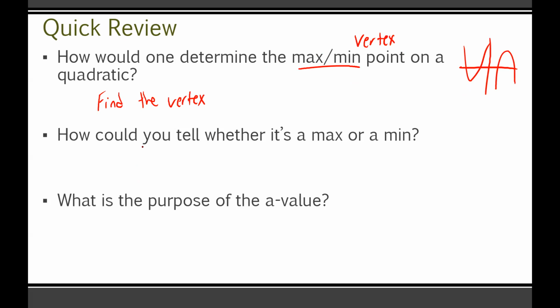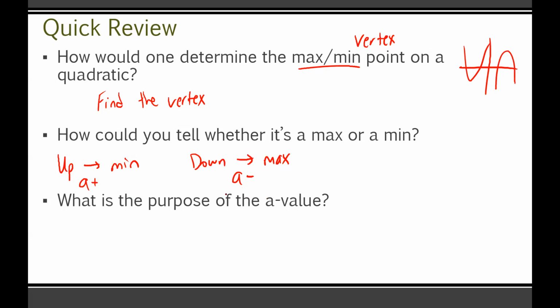Next one, how can you tell whether it's a max or a min? You guys were really good at this, actually, so I'm not going to spend a lot of time on it. But remember, if it's an upwards facing quadratic, like this one on the left that I drew up here, then it's going to be a min. Now, if it's a downwards facing quadratic, then it's going to be a max. So I guess we'll just say up becomes a min, and down becomes a max. And remember, to determine whether it's an upwards quadratic or a downwards quadratic, that has everything to do with the a value. If a is positive, then you have an upwards facing quadratic, but if a is negative, then you have a downward facing quadratic.